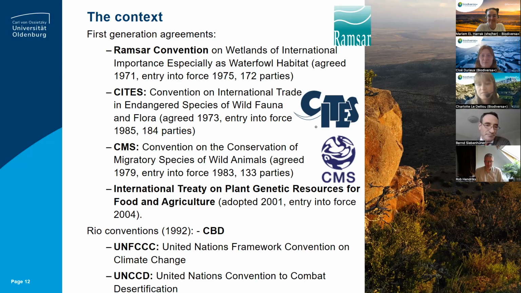Then there's a convention on migratory species that, of course, require particular attention because of their migration, and then they also cross legal borders. Even though animals don't have to apply for visas, they just travel and then they fall under other protection schemes in other countries. So there was international agreement needed here. There's the International Treaty on Plant Genetic Resources for Food and Agriculture under the Food and Agriculture Organization, a bit later.